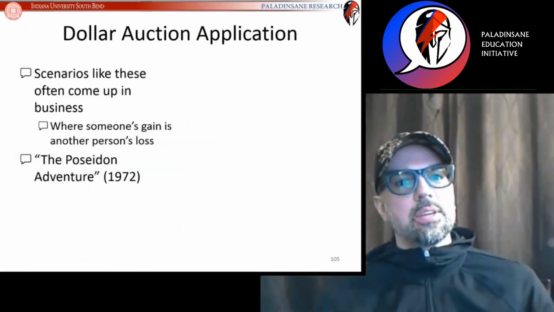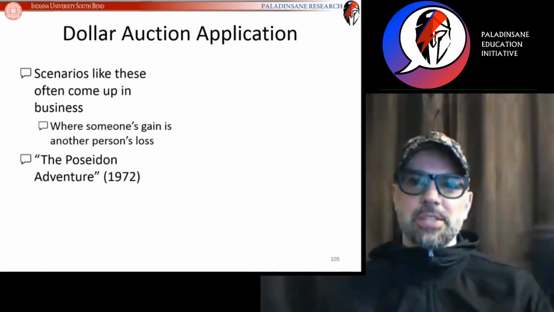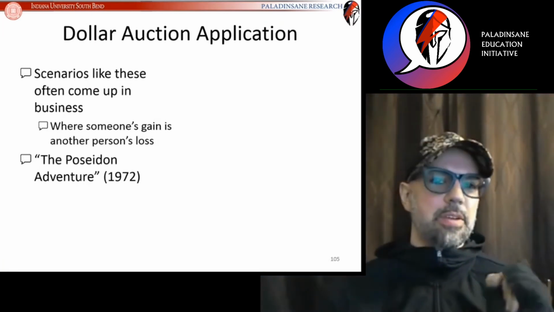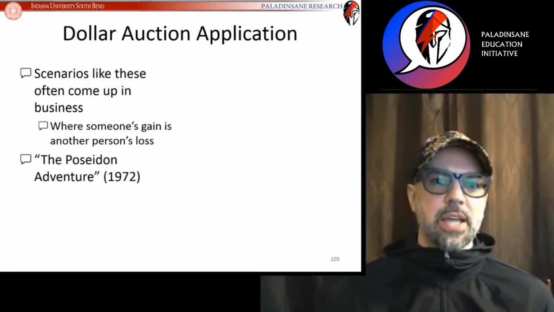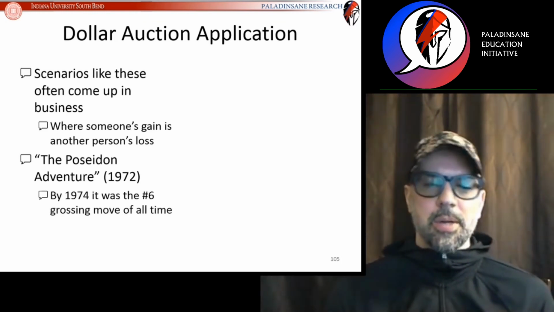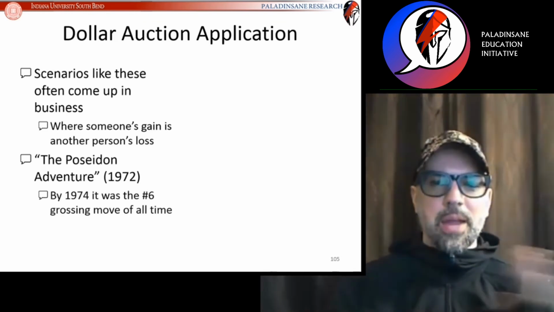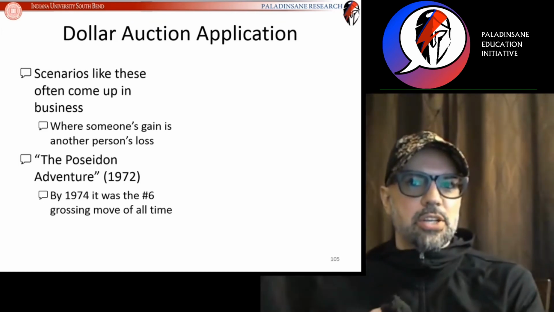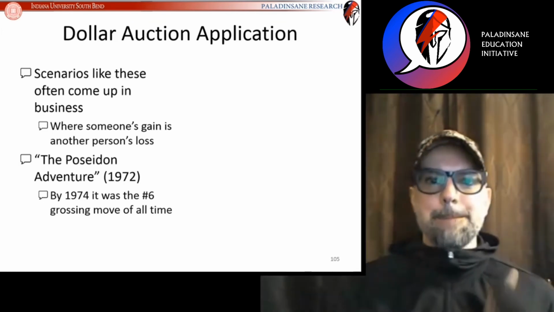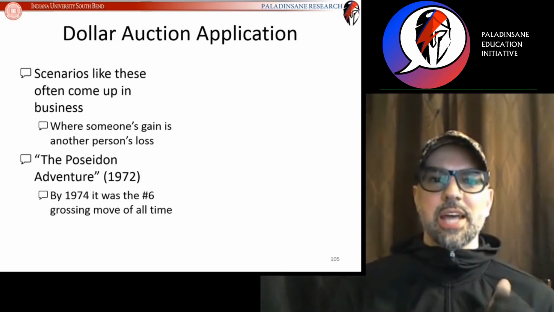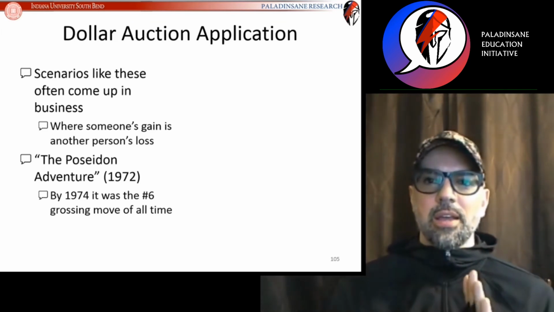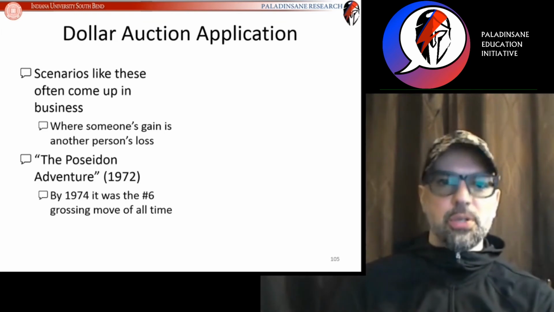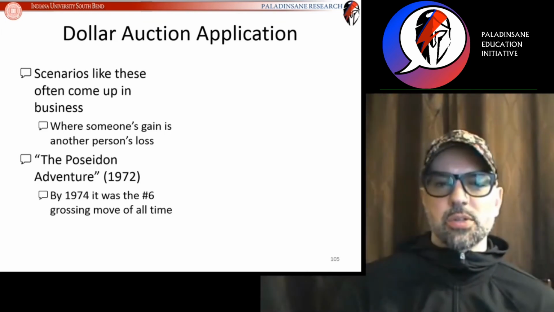Okay, so scenarios like this come up in business, the dollar auction. This happened for the Poseidon Adventure. So the Poseidon Adventure came out in 1972. Just to show you how different the movie industry was back then. By 1974, it was the 6th highest grossing movie of all time. It was in theaters for 2 years to get to its 6th highest grossing movie.